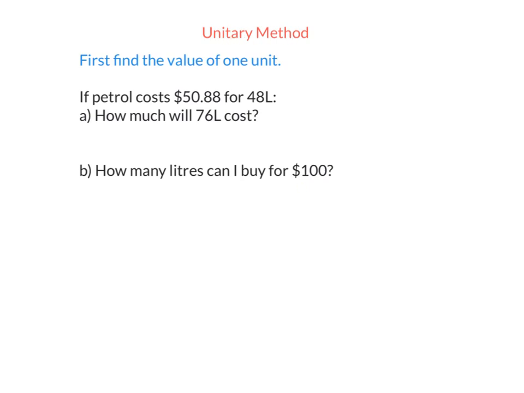So we're going to use the unitary method to do this. So to use the unitary method, you first find the value of 1 unit. So I want to know how much 76 litres will cost. The unitary method is I first find out how much 1 litre will cost. So 1 litre will cost the amount divided by 48. So that gives me $1.06. That means each litre will cost $1.06.